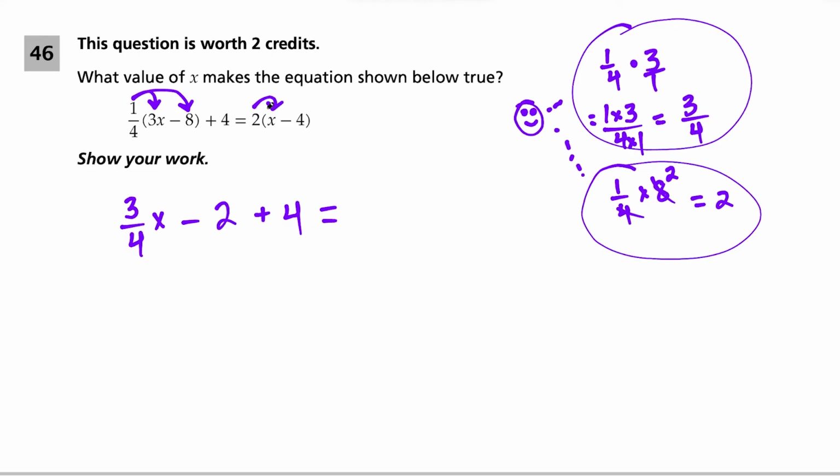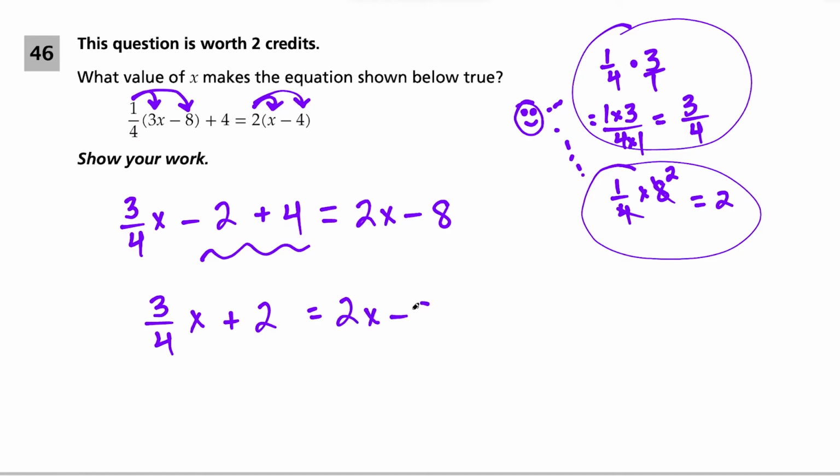And now this one's easier because I'm distributing a whole number. And I'm doing 2 times x is 2x. And then 2 times -4 is minus 8. Okay, so now this is getting a little bit simpler. So here we could just combine like terms. We're going to have 3/4 x. And then -2 plus 4 makes positive 2. And this is equal to 2x and then minus 8.